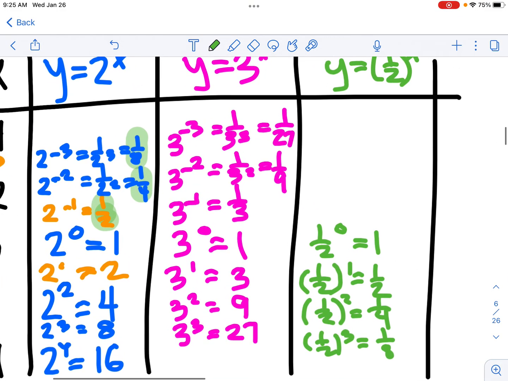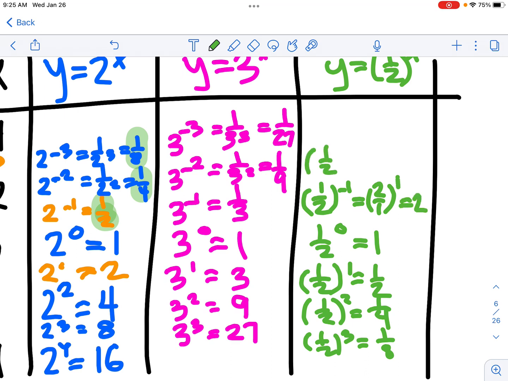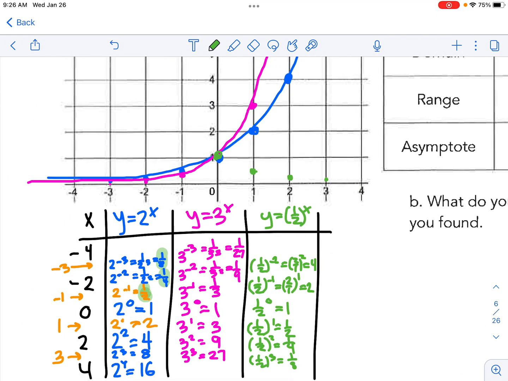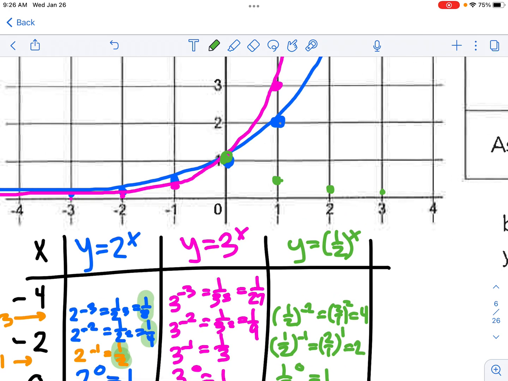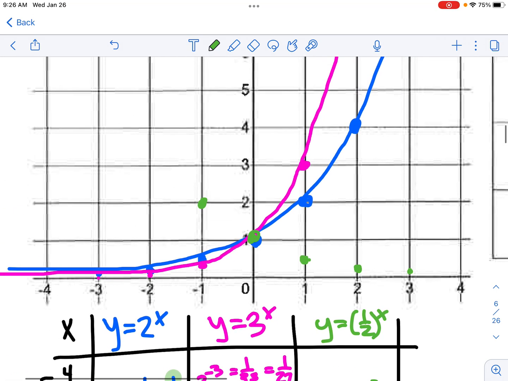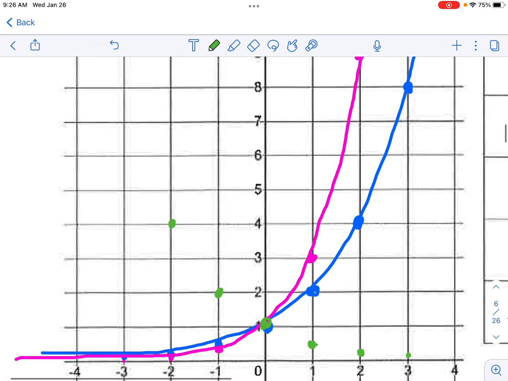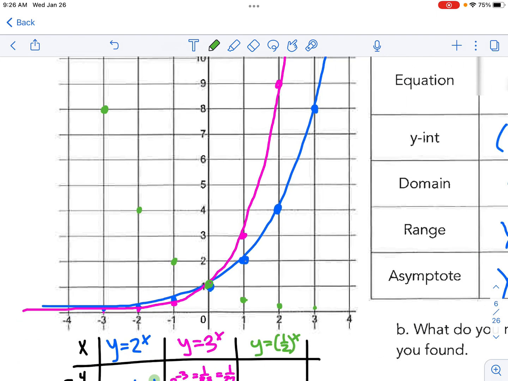So if we go into the negative powers, a half to the minus 1 power means the 2 and the 1 need to swap locations, and 2 over 1 to the first power is just 2. And a half to the minus 2 power means we just flip it because it's a negative power. 2 over 1 is 2, and 2 squared is 4. So for the negative 1 power, we're now up here at 2. And for the negative 2 power, we're now up here at 4. And for that negative 3 power, we would be at 8.